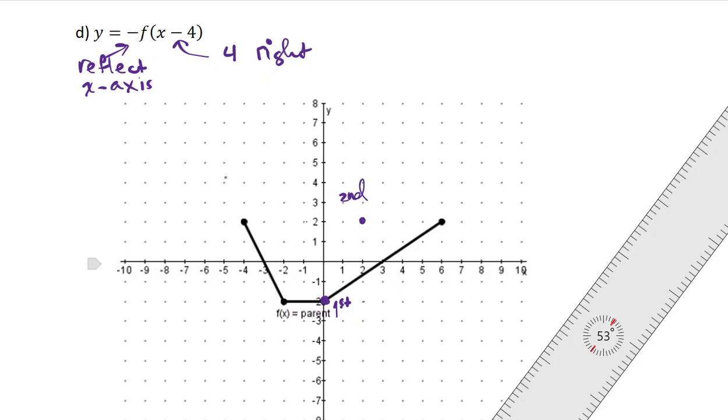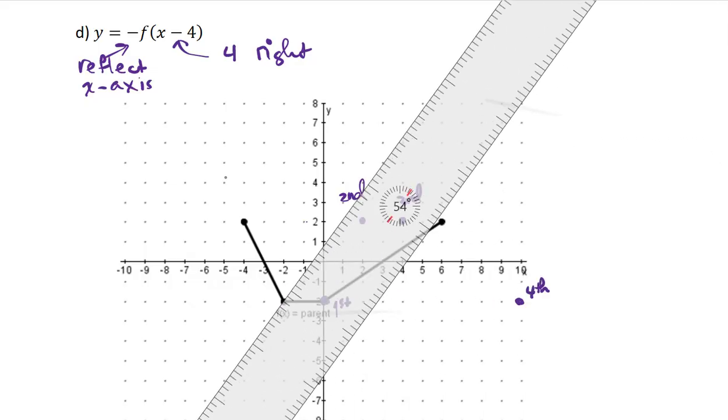And then our third one is at 0, negative 2. So 4 units to the right. Flip that along the x-axis. And now that's our third point. Finally, the last one, 4 units to the right. And now flip that along the x-axis. It's now at 10 followed by negative 2. Okay, so this is our fourth one.